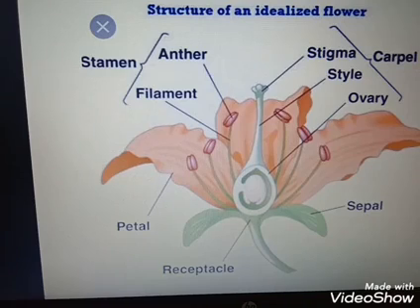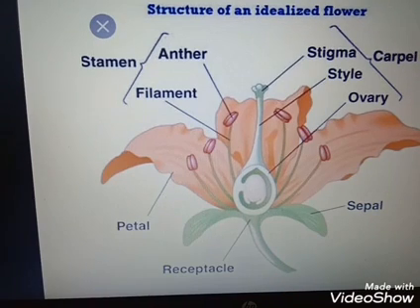Clear? Then the outermost and the first accessory whorl is sepal and is called calyx. Why is it known as accessory? Because they have no direct role in sexual reproduction. That's why they are known as accessory whorl. But they are needed for the reproduction. So the outermost first accessory whorl is the sepal and is called calyx.